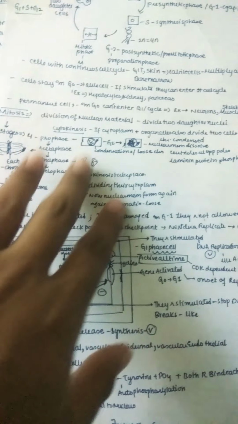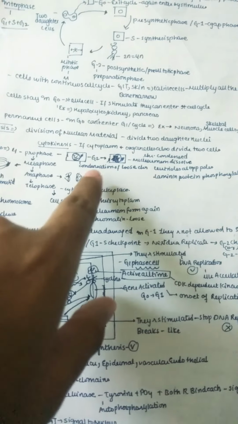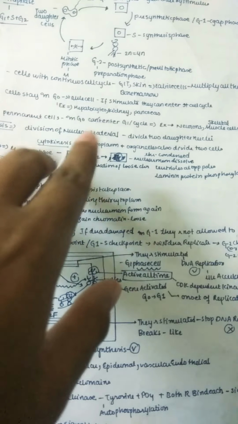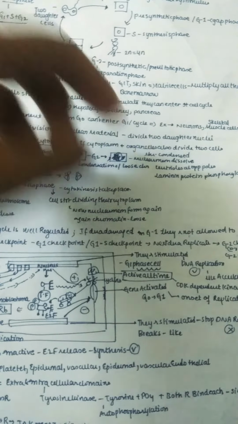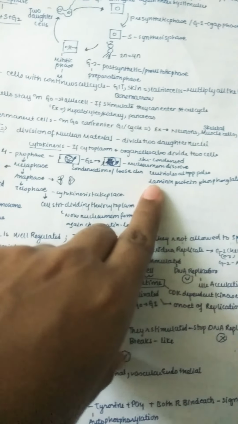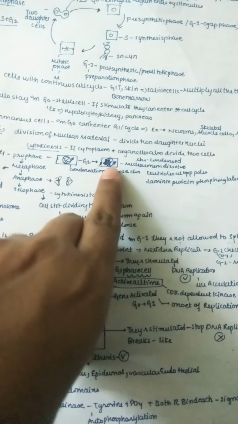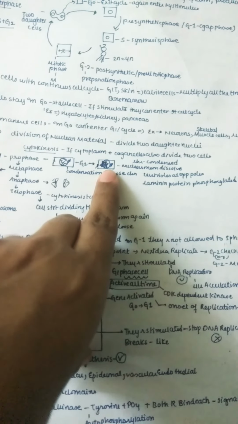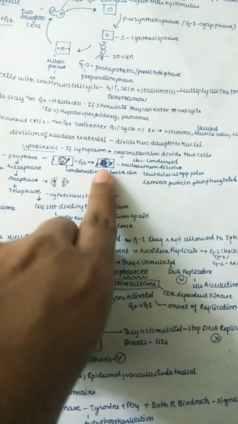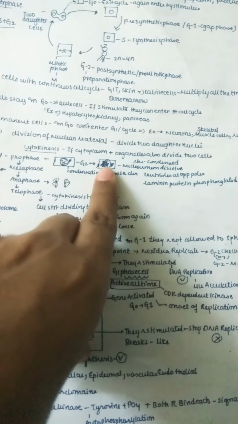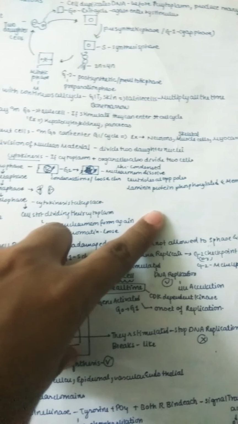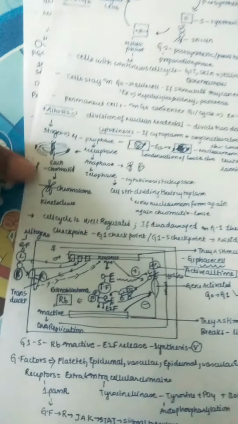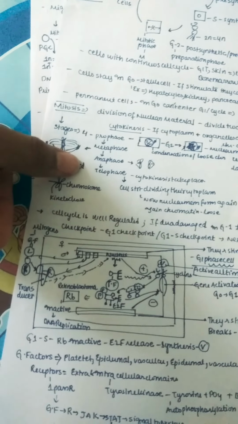In prophase, what happens? First, there is condensation of the loose chromosomes. The chromosomes are condensed so that we can see them clearly in prophase, and the nuclear membrane is getting dissolved, and the centrioles are present at opposite sides, and the lamin protein is phosphorylated, and the nuclear membrane gets dissolved. So this is prophase.